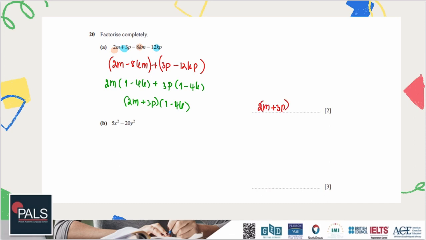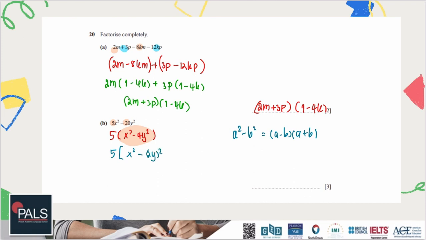2m plus 3p times 1 minus 4k. And this one, look at it, to factorize fully we need to find what the terms have in common. 5x squared minus 20y squared, so take out 5, giving 5 times x squared minus 4y squared, right? This is the difference of two squares. What is the difference of two squares? We write a squared minus b squared equals a minus b times a plus b. So it's 5 times x squared minus 2y, all squared. So it will be 5 times x minus 2y and x plus 2y. So 5 times x minus 2y, then x plus 2y.